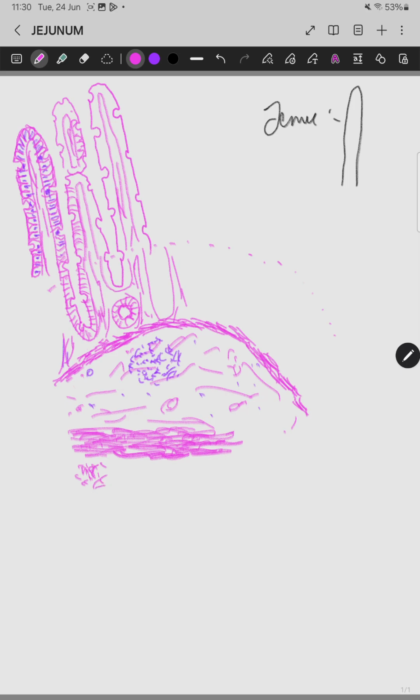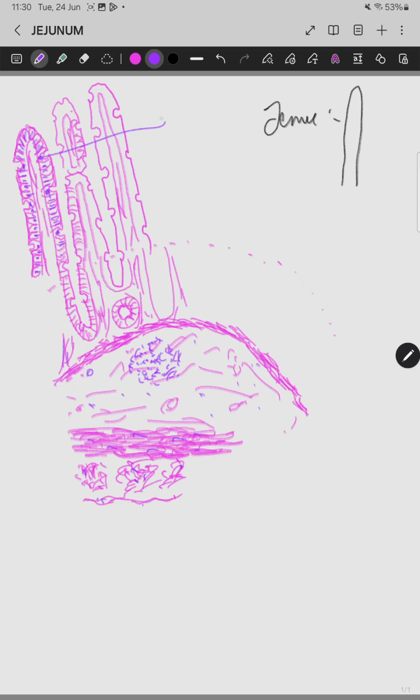So same pattern of drawing you have to do. And usually there will be the peritoneal lining with mesothelial cells. Here also you have to put the nuclei. Any cell you have to draw, you have to put the nuclei. So put the nuclei also in this area.